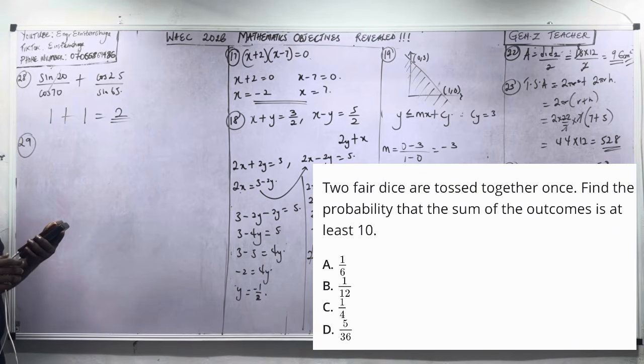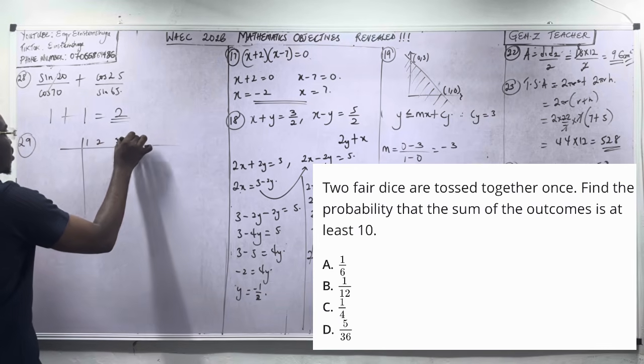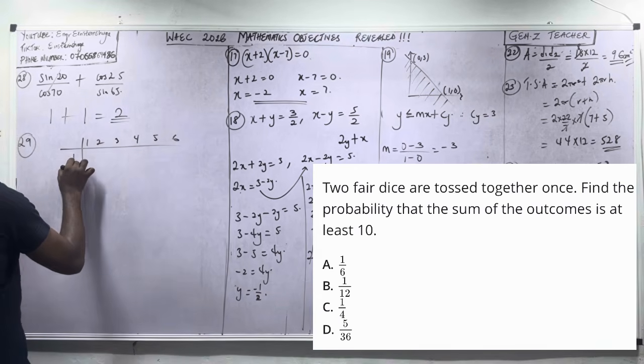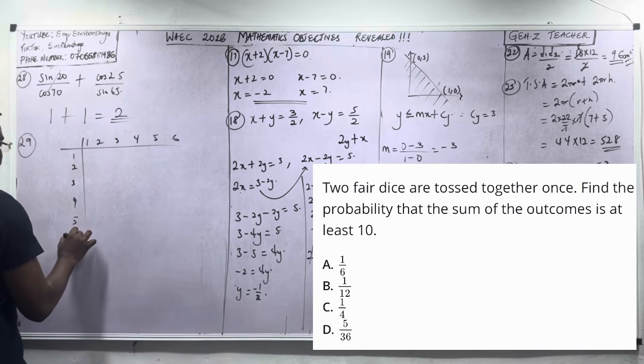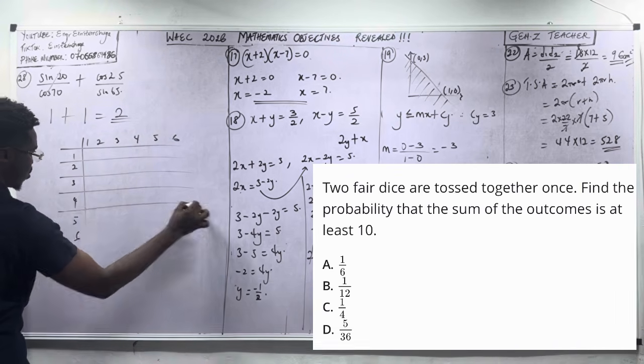Number 29 says 2 fair dice are tossed together. Find the probability that the sum of the outcome is at least 10. Quickly, we're going to draw a sum table for our dice. 1, 2, 3, 4, 5, 6 and 1, 2, 3, 4, 5, 6. Then we're going to add the outcomes together to get our sum outcome table.